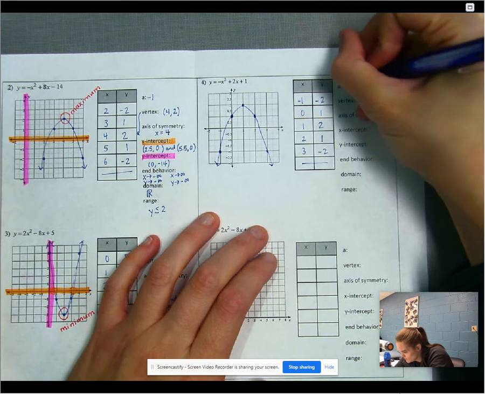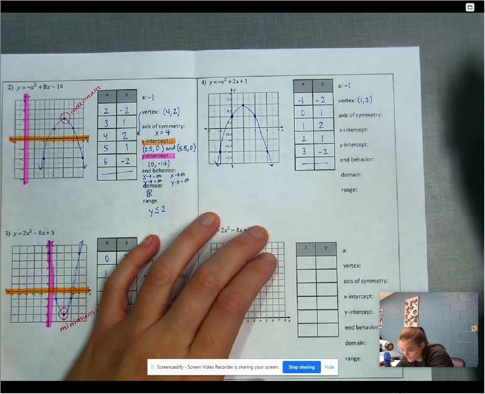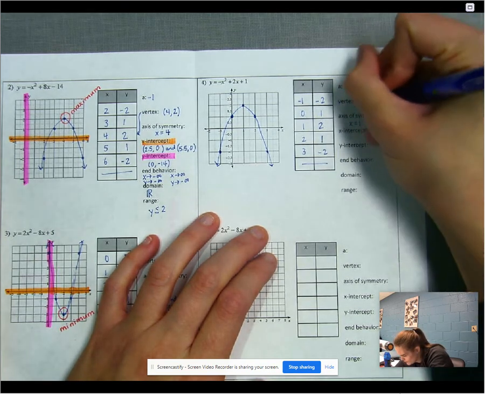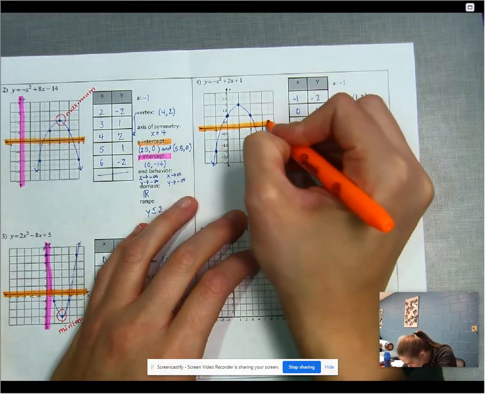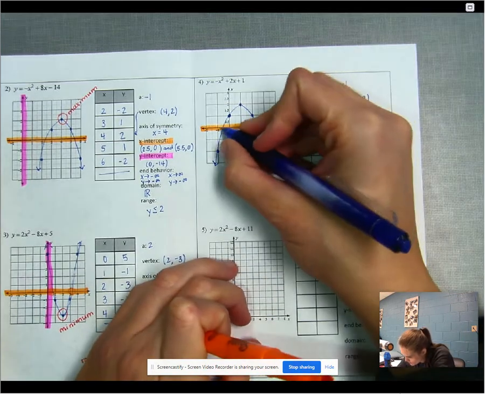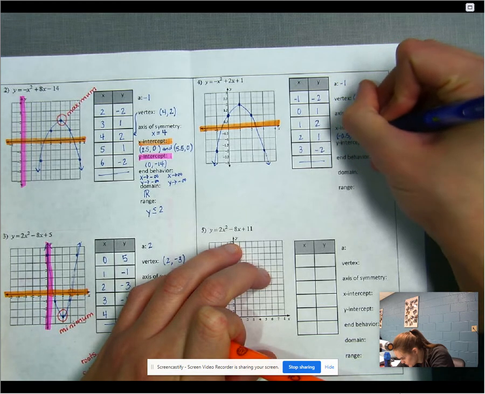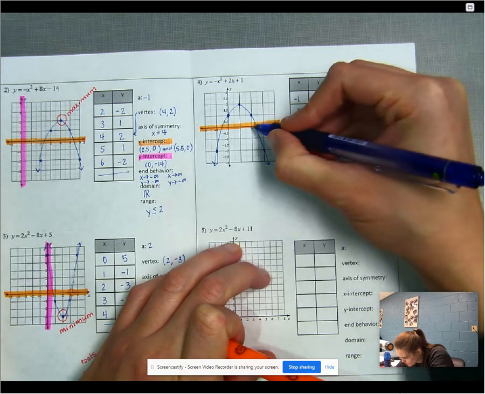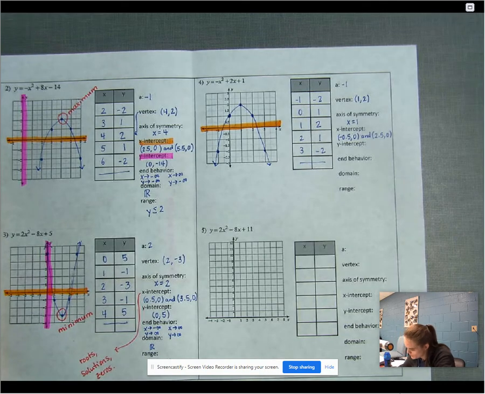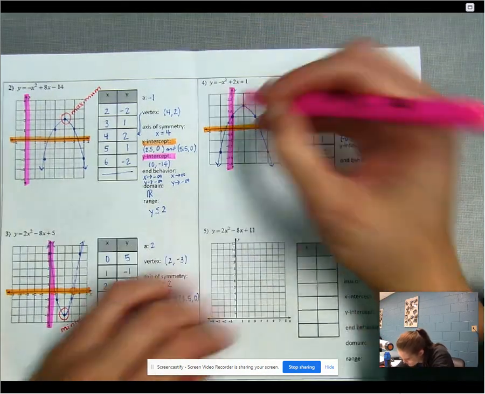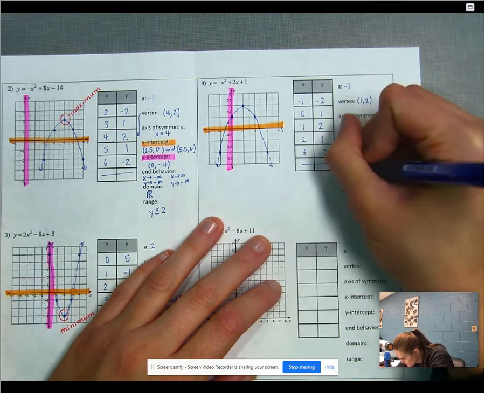The A value is negative 1. The vertex is 1, 2. The axis of symmetry is x equals 1. The x-intercept is something we're going to have to guess. Between negative 1 and 0, negative 0.5. Again, any number you put in between there is going to be fine. Between 2 and 3. The y-intercept is on the graph on this one too. The y-intercept is 0, 1.